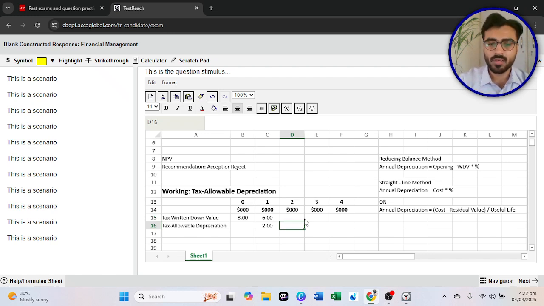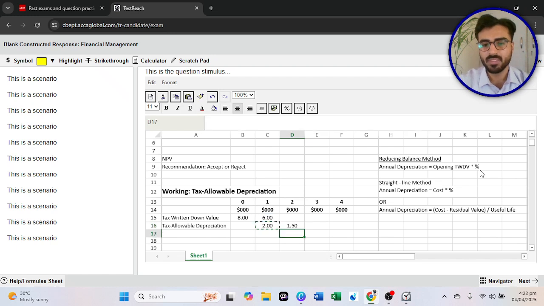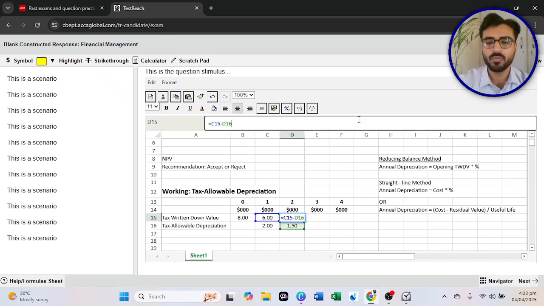So what would be the tax allowable depreciation in year 2? You can just copy paste the formula. So it would be equal to 1.5. How? 6,000 is the opening tax written down value multiplied by the depreciation percentage, which is 25%. So 1.5 thousand. And then what would be the tax written down value after year 2? We can copy paste this formula. So it will be equal to 4.5 thousand.